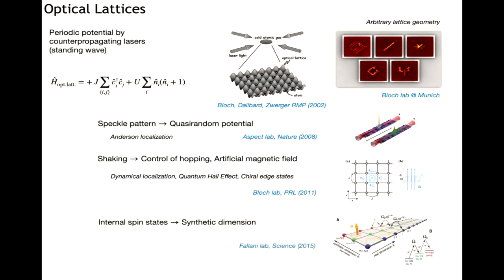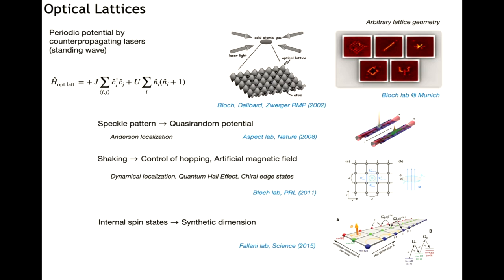And finally, another example that I report is that we can use internal spin states. The atoms have internal states, and these internal states can be used to mimic an extra dimension of the system, what is called a synthetic dimension. So we can basically simulate the motion of a higher dimensional system by using internal levels of the atoms.